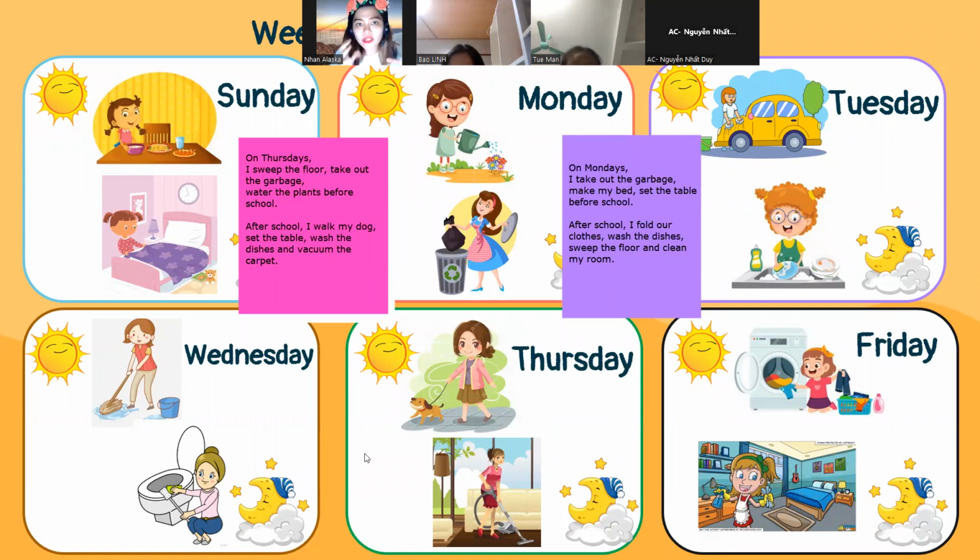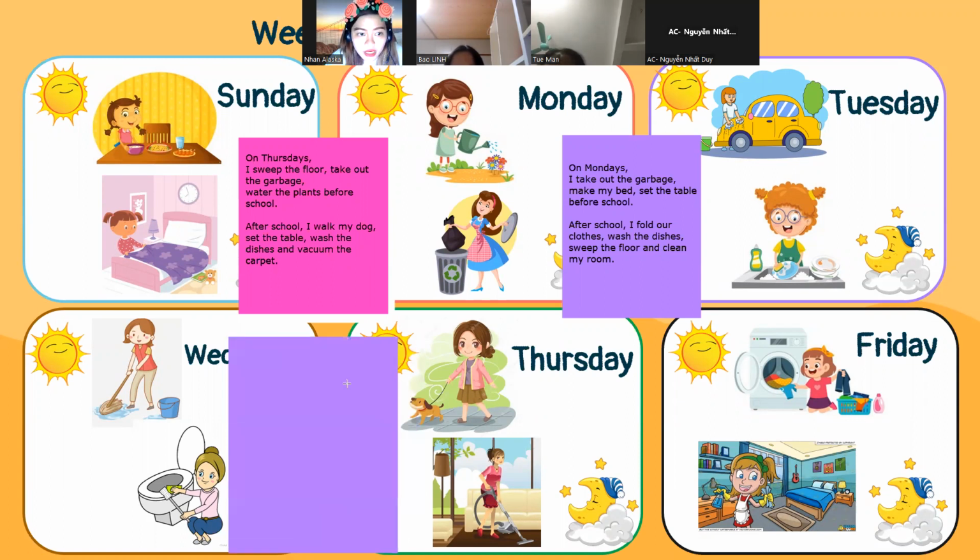Now, we are going to switch. Tweeman, you're going to describe the activity of Baoling, and Baoling, you're going to describe Tweeman. It goes like this. So let's go with Tweeman. Tweeman, you're going to describe Baoling.